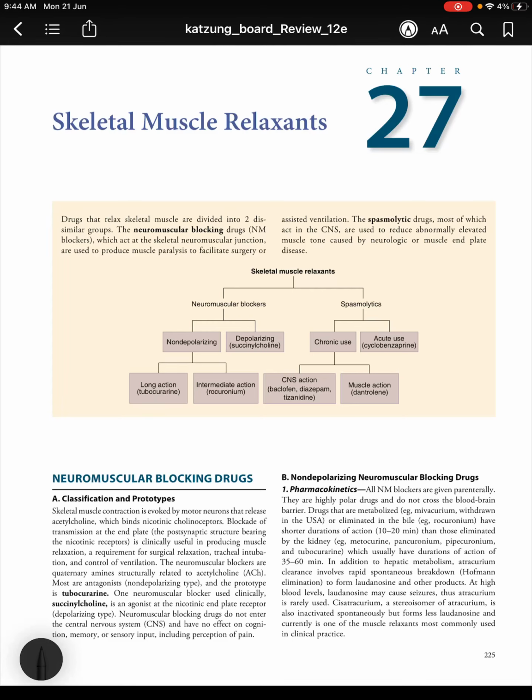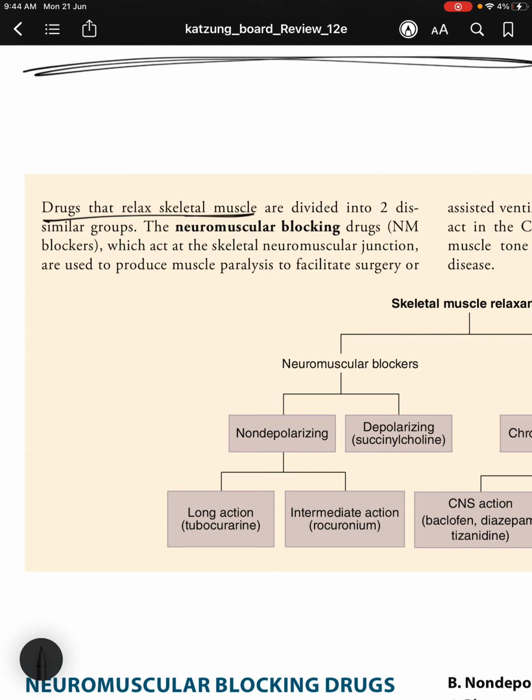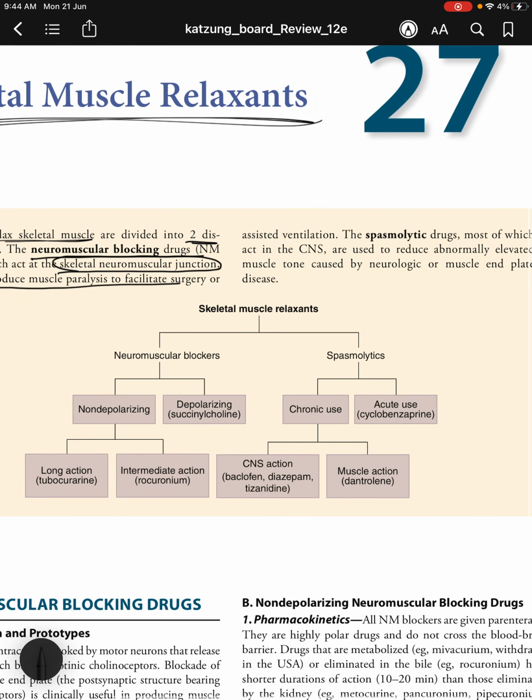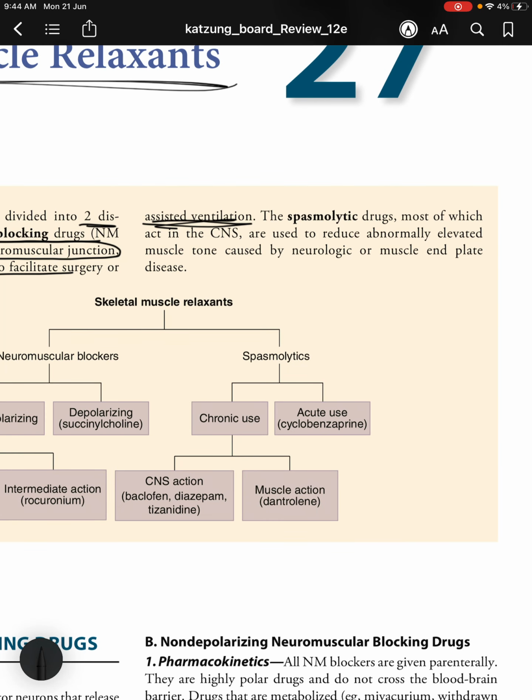Coming to chapter 27 of Katzung's board reviews, we have skeletal muscle relaxants. Drugs that relax the skeletal muscles are divided into two dissimilar groups. The neuromuscular blocking drugs, or NM blockers, act at the skeletal neuromuscular junction. They are used to produce muscle paralysis to facilitate surgery or assisted ventilation, because you need to relax the muscles in order to ventilate the person, right?